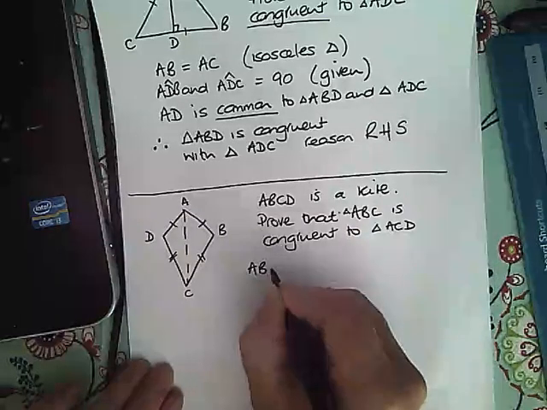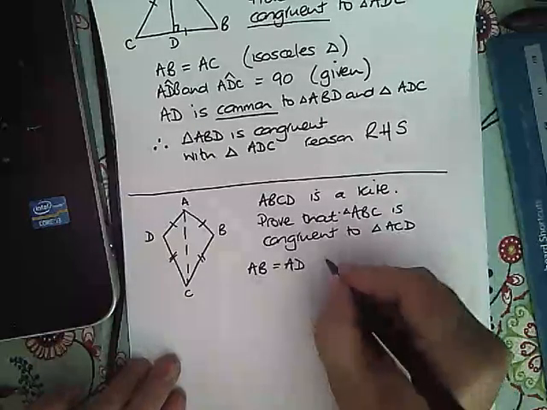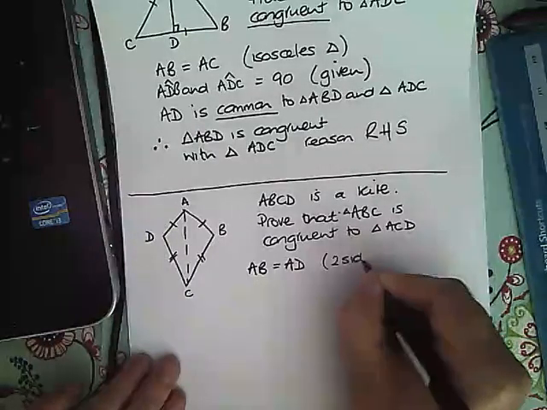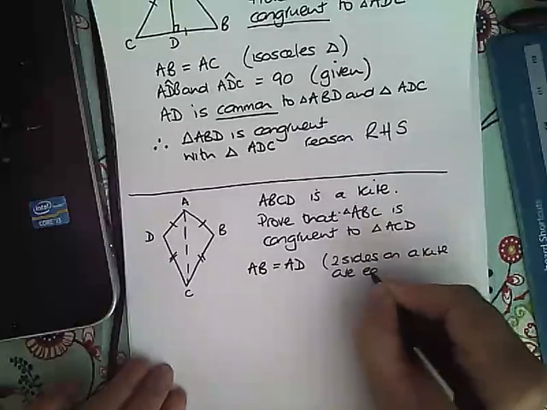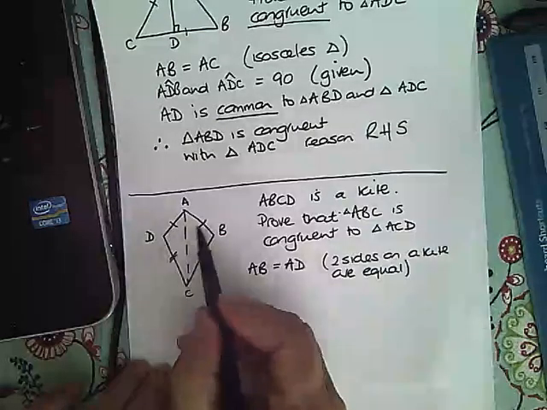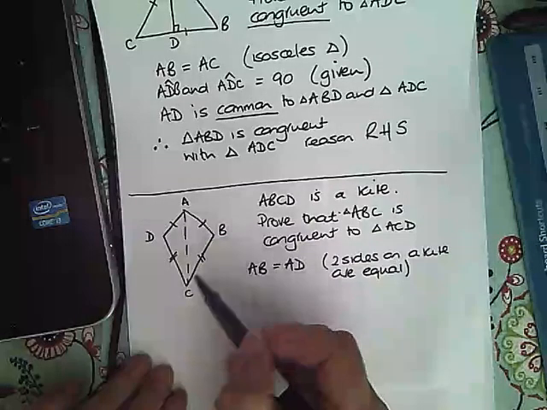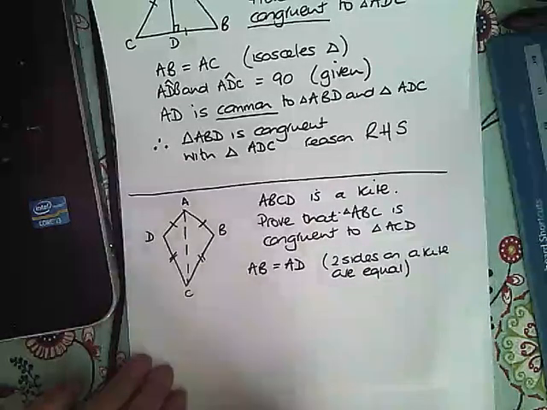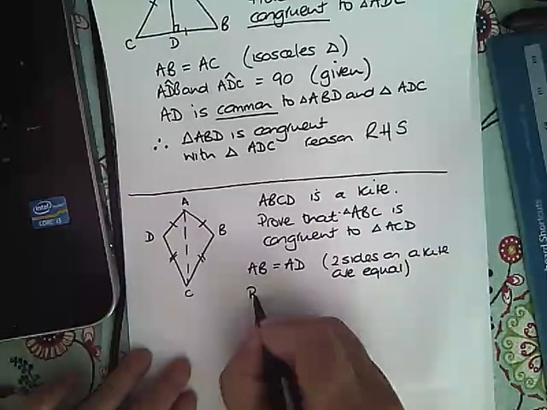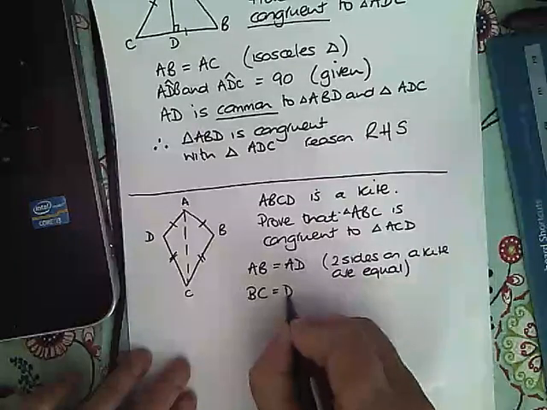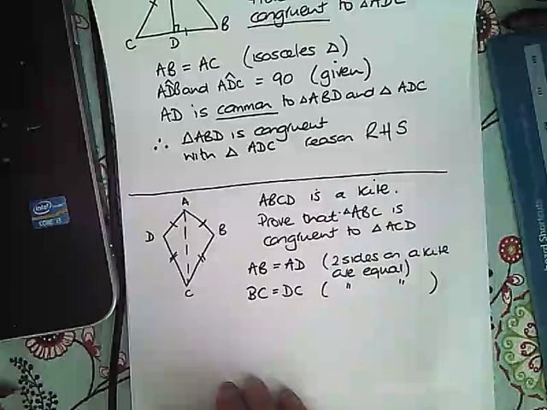AB equals AD, and you could just write two sides on a kite are equal, and they were already marked in that they were equal in length. The second two sides, BC and DC, they are also equal, because that is the other property of a kite, that those bottom two sides are equal. So write it down. BC is equal to DC. And here I'm just going to put those quote marks, because it's exactly the same reason.